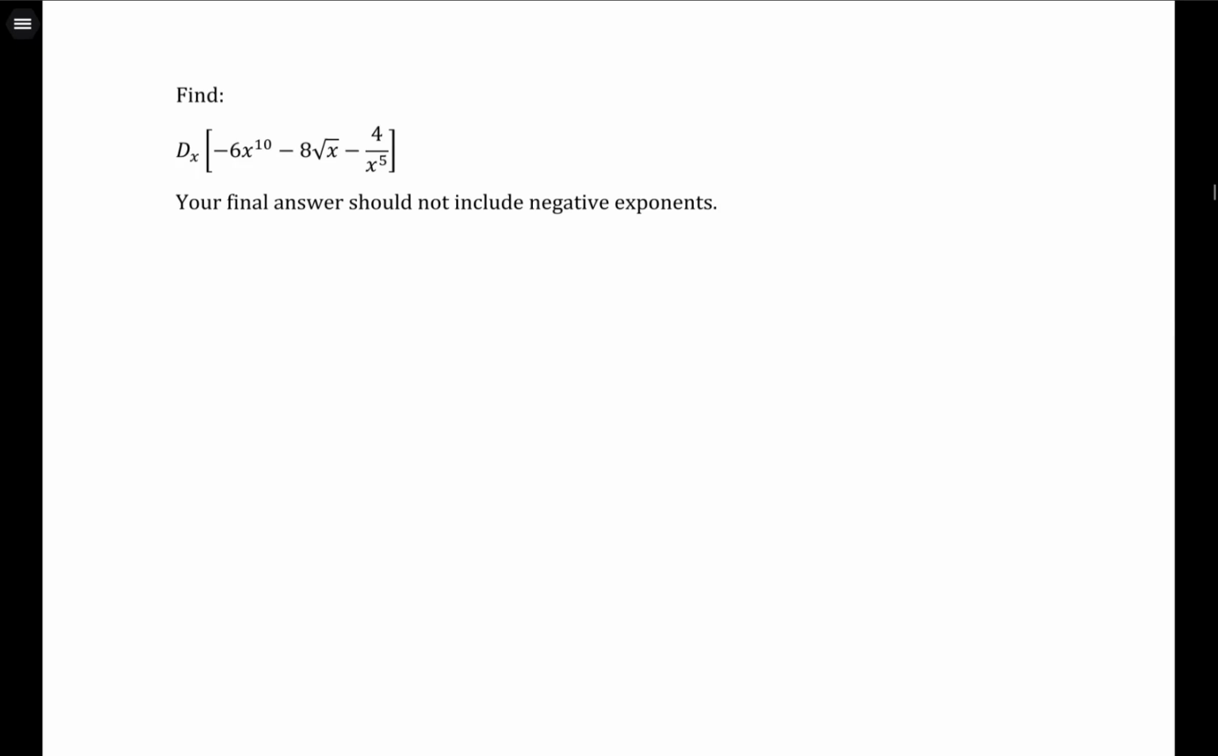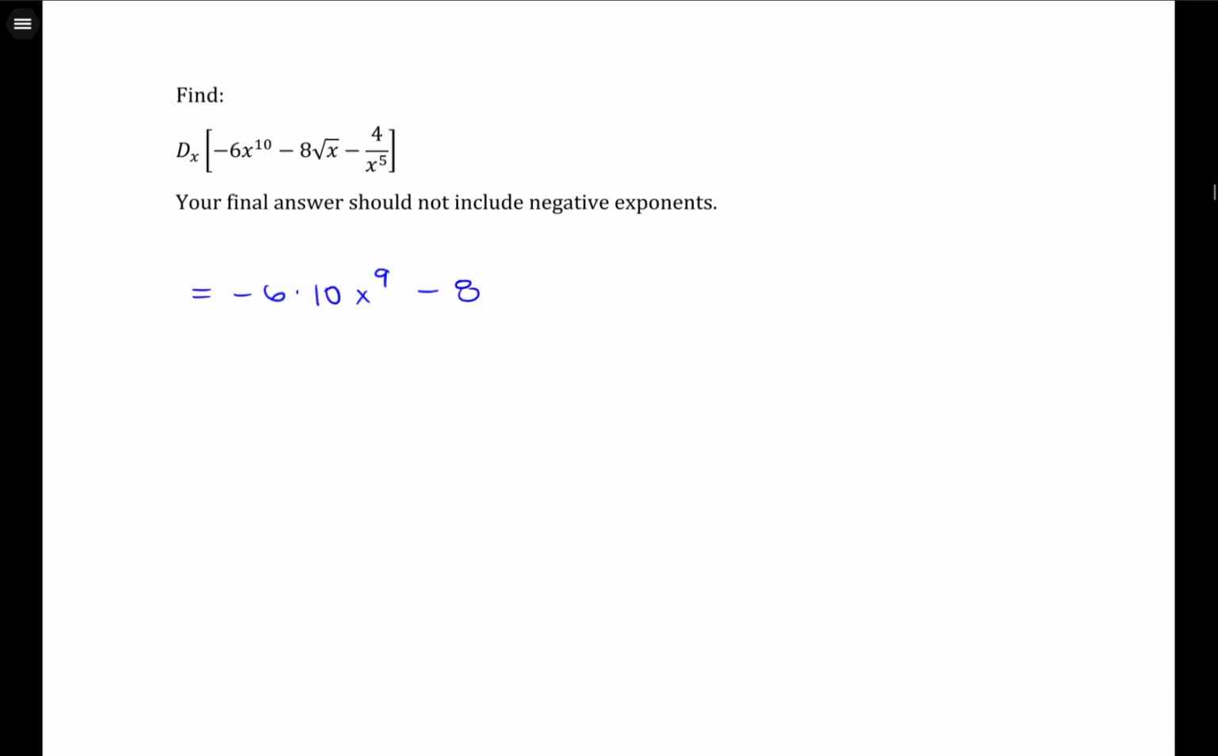So let's start off by taking the derivative of the first term. So this would be, I'll leave the 6 off to the side. And of course, you can do that in one step. You don't have to put the 6 off to the side. I just emphasize it. X to the 9th power. And then the next term, 8 square root of x.